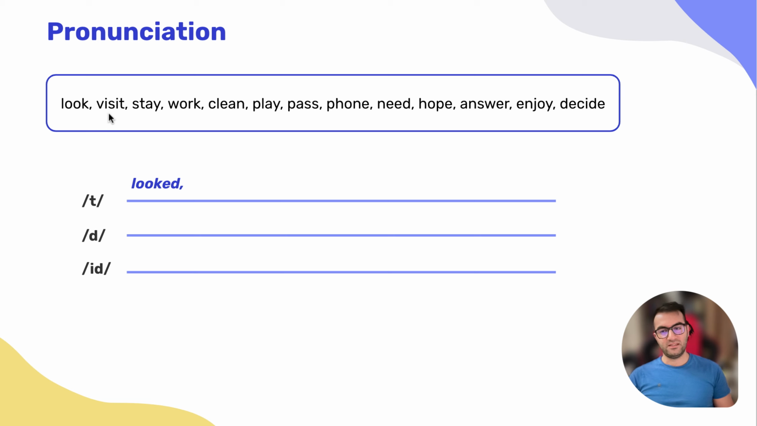But if we take stay, for example, we say stayed. We can't say state, right? If we say state, that becomes like United States of America. The word itself changes. And if we take visit, it becomes visited. So you see, all of them accept ed, but they have different pronunciation. Looked, stayed, and visited.